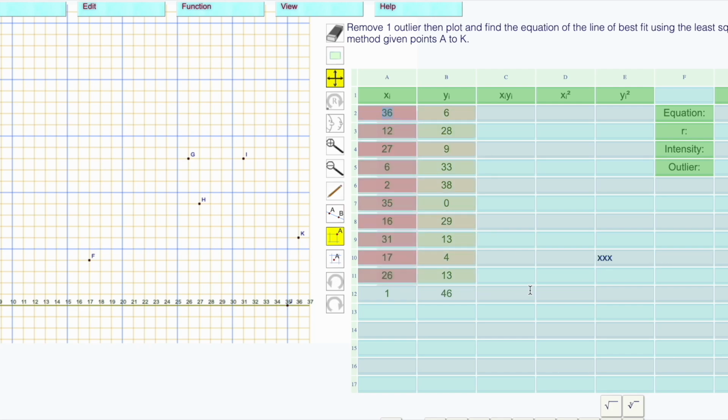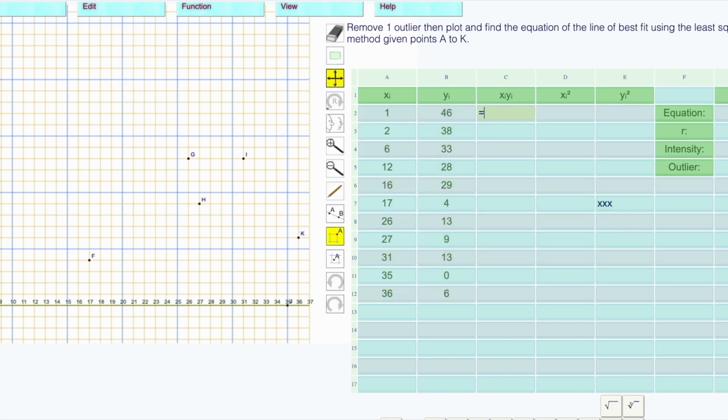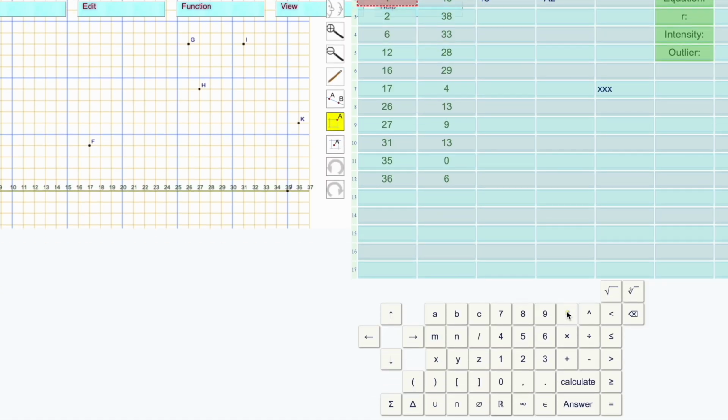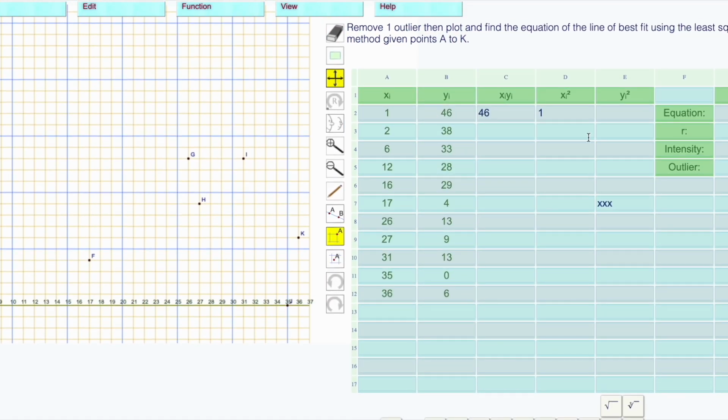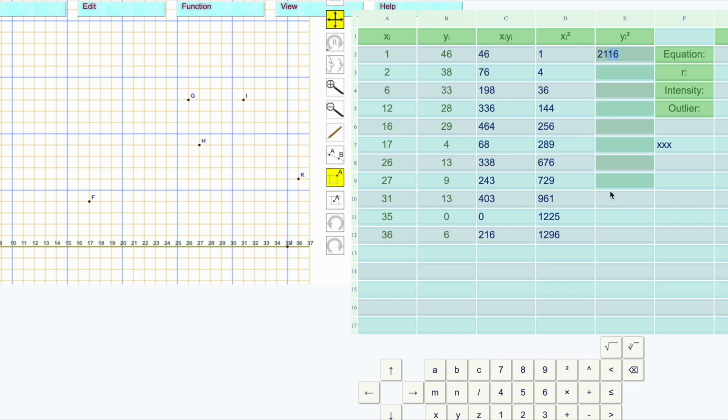I'm going to sort all that by going to edit sort. I want to figure out my X's times my Y's for that column. 1 times 46 should give us 46. Then I want to find my X squareds. 1 squared is 1, and then 46 squared is equal to that squared. Then I want to fill all of this down. Fill down, fill down, fill that down.